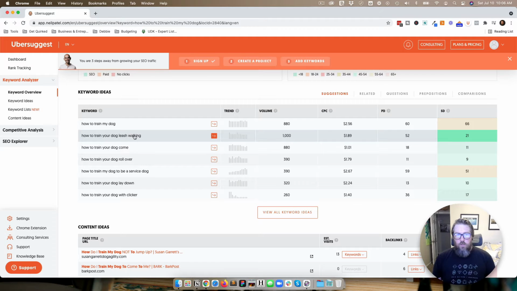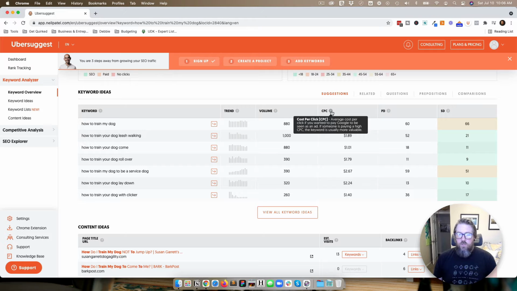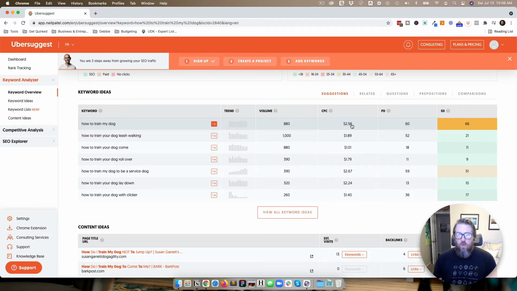How to train your dog leash walking. So you want to train your dog to walk on a leash. That one has even more searches on average per month. And people are paying pretty good money to get in front of these keywords. So that's what the CPC column is. So we have our volume, the total number of searches on average over the course of about 3 months. CPC is cost per click. So when people are paying money to advertise against this keyword, they are on average paying $2.56 to get a click. That means that there is pretty good competition, and that it's of high value as well.